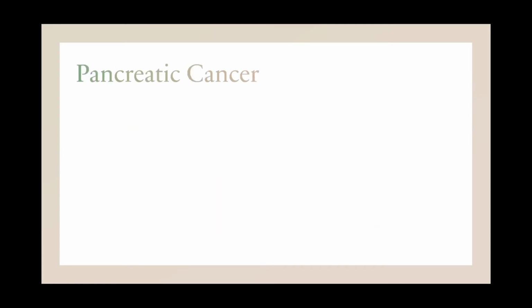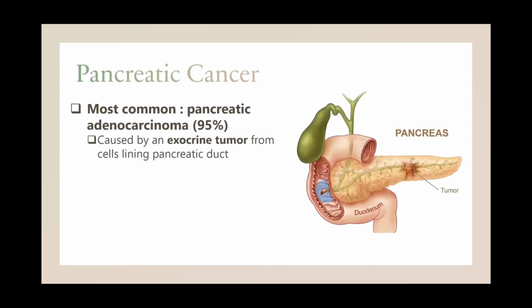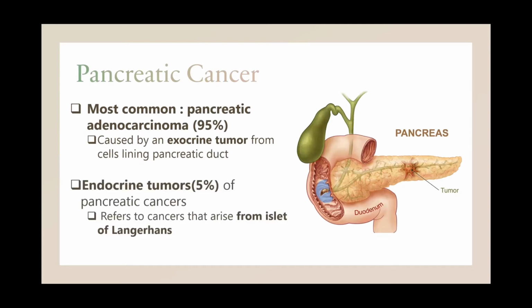So now let's talk about pancreatic cancer. So the most common type of pancreatic cancer is pancreatic adenocarcinoma. So this is caused by an exocrine tumor from the cells that line the pancreatic duct, known as epithelial cells. Endocrine tumors make up 5% of pancreatic cancers.